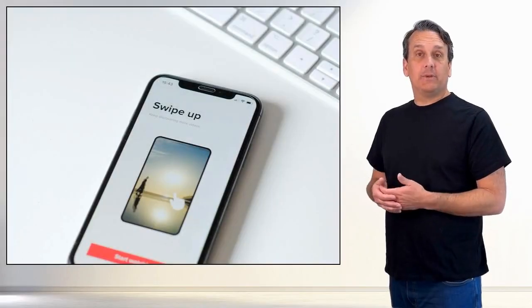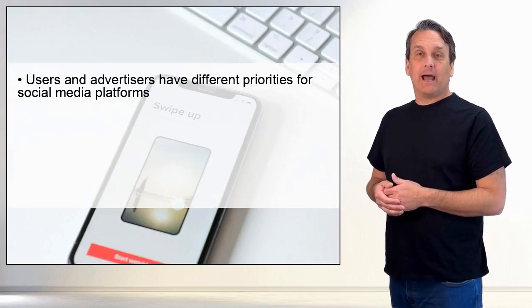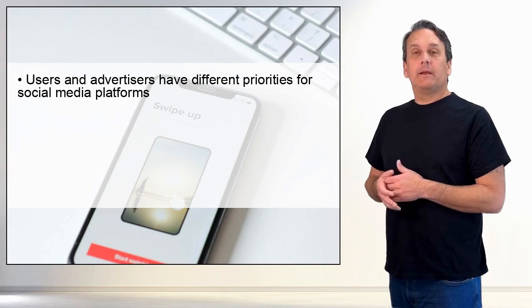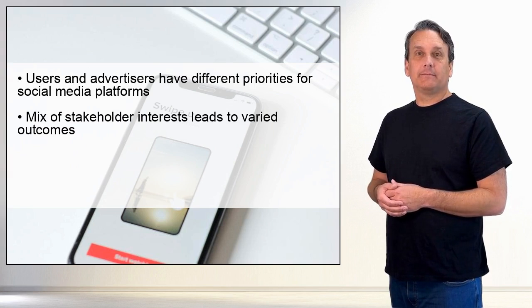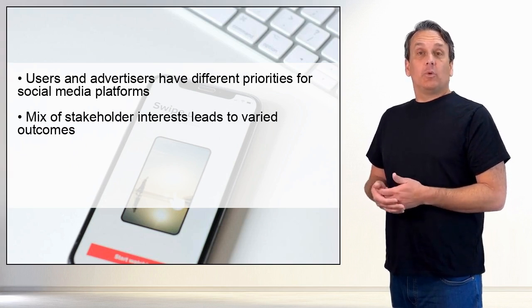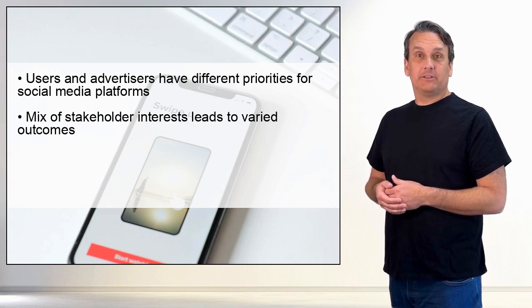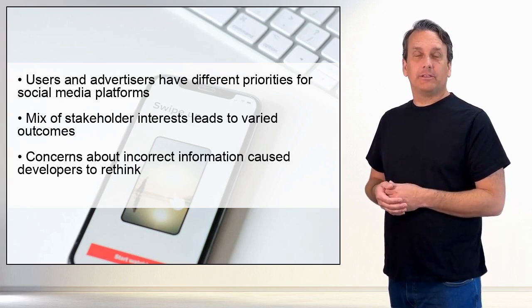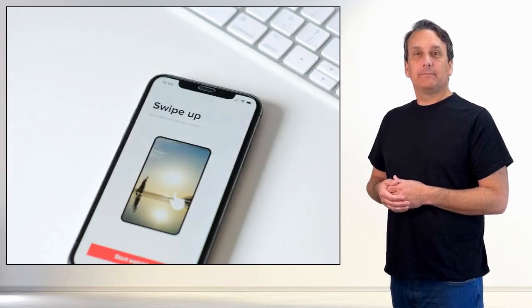Consider the example of social media platforms. Users want these platforms to be easy to use and secure, while advertisers demand effective ways to reach potential customers. Meanwhile, regulators and civic groups may push for strong privacy protections and ethical data use. This mix of stakeholder interests can lead to a wide range of outcomes, from innovative services to serious privacy concerns. A notable instance was when several groups voiced concerns about how some platforms used algorithms that spread incorrect information, driving developers to rethink their approaches.